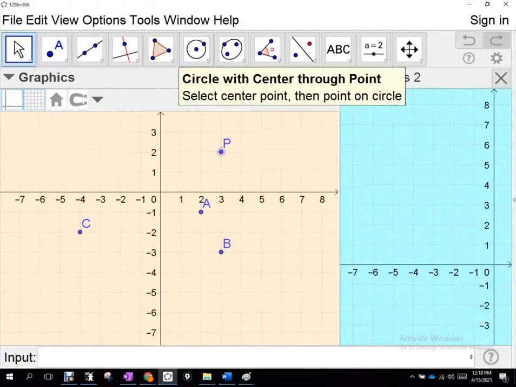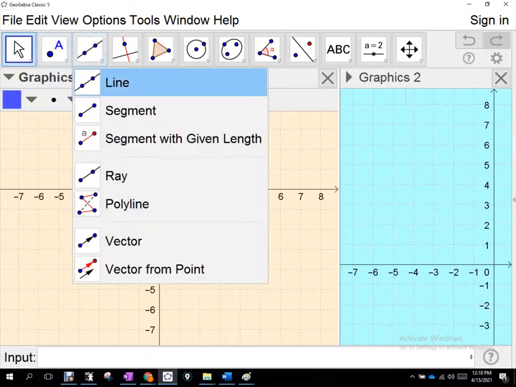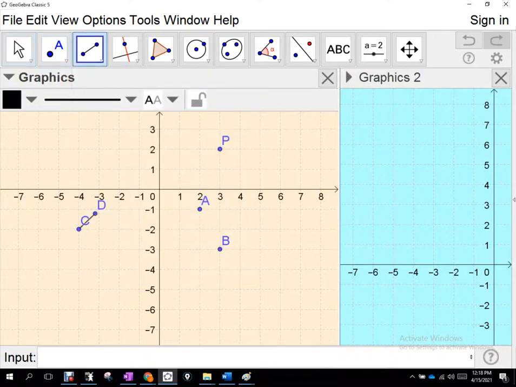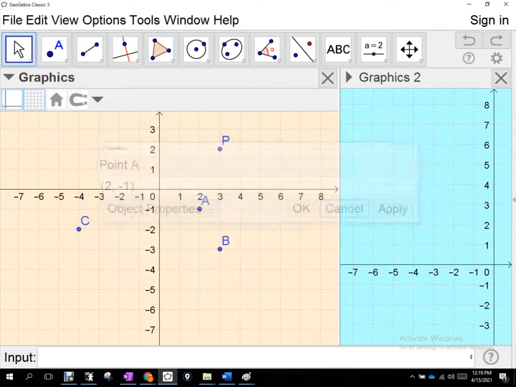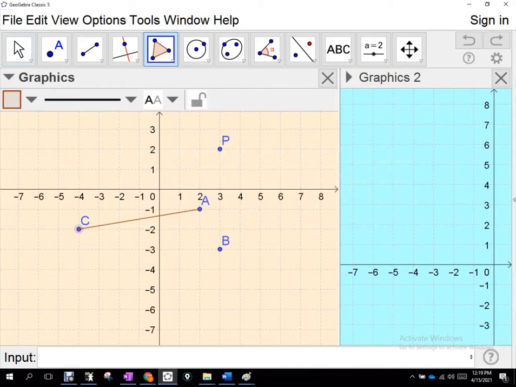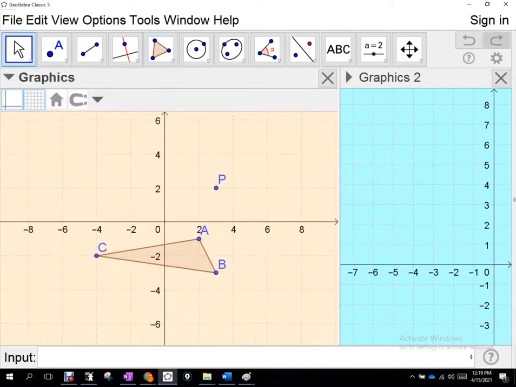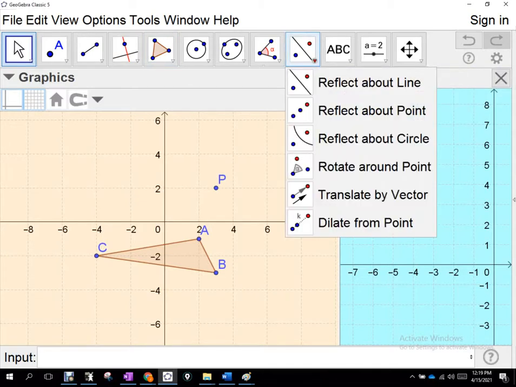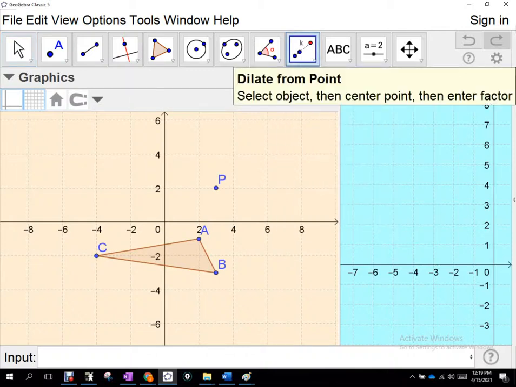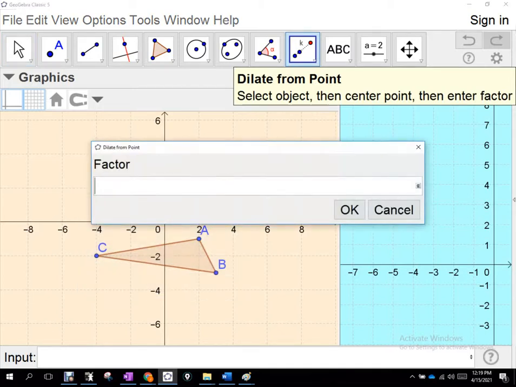So the nice thing about GeoGebra, or one of the nice things, is that it will allow me to just choose a shape, choose the point I want to dilate around or about, and it does exactly what we just did in the background. Okay, so it says I have to select the object, so I want that object there, and then the center of dilation, so P, and then type in my scale factor, 2, hit OK.